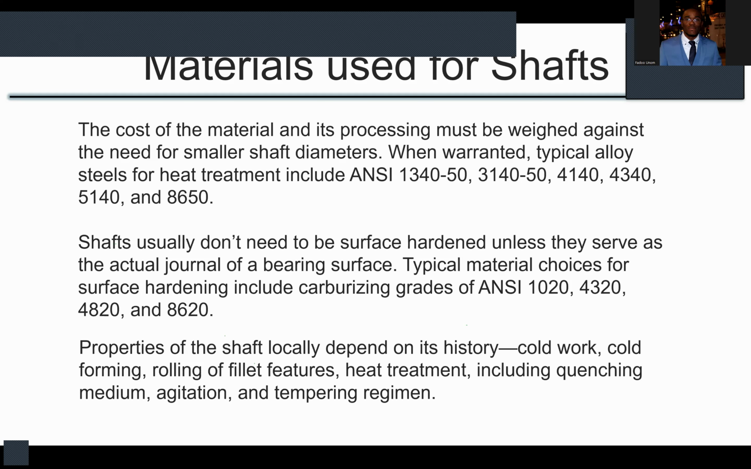All right, so the properties of your shaft, at the end of the day, depend locally at given points on your shaft length. They depend on its history. How was it made? Did you cold work it? Did you cold form it? Was it rolled first? Did you include fillet features? Was it heat treated? What kind of quenching did you do, and what medium did you use? All the things that were done to it affect the properties.